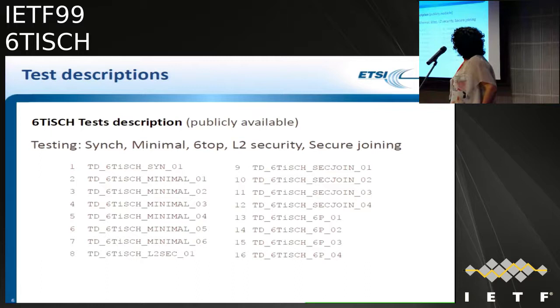About the tests that we wanted to run for this edition, we focused mainly on synchronization, minimal, because now it is RFC, we wanted to check if it worked. And then 6top also, and finally some security aspects, both at link layer and others related more to the joining function. So overall, as you can see, we had 16 tests for 6P. We checked several commands like add, list, count, and for minimal, we checked the format of the EB beacon, the setup of the channel hopping, the slotframe size.